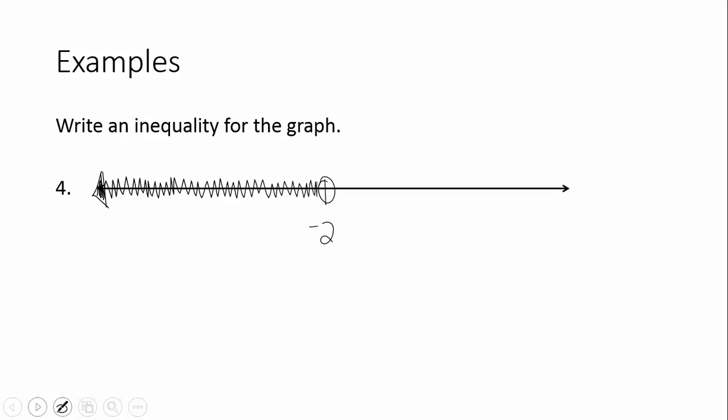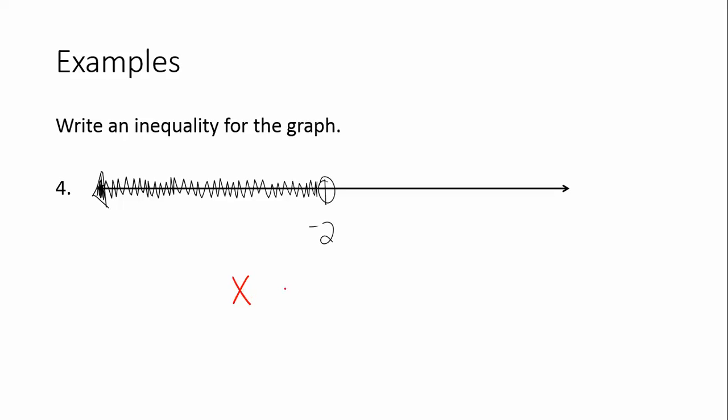Let's look at some examples that go the other way. So now we have the graph, and we need to write the inequality statement. So some things we need to look at. Which way are we shading? And which symbol are we using? Do we need the or equal to portion of the inequalities or not?